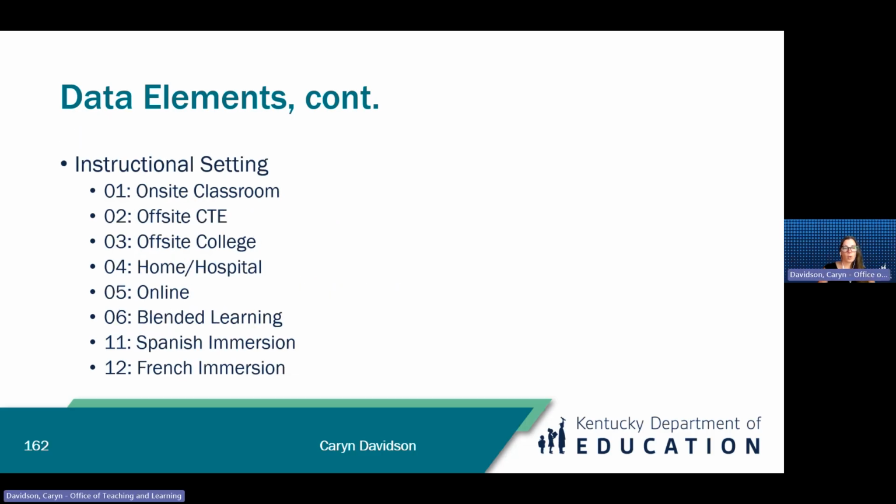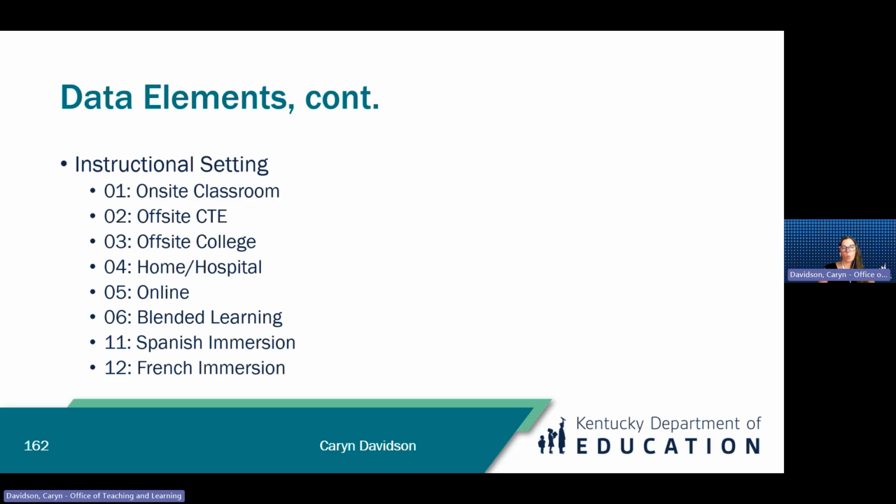We have our instructional settings, and these are your options. It kind of defaults to that O1 on-site classroom, but perhaps your students are taking something online or in a blended learning situation where they're sometimes meeting in person and sometimes meeting virtually. Blended learning would be appropriate there. Again, for some reason, we have missing the 21 newly added last year.